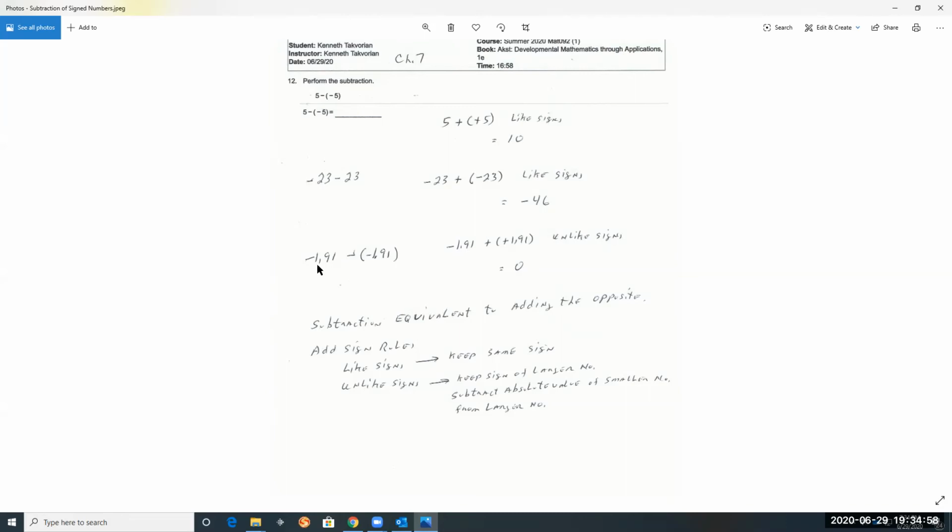On this problem here, it's negative 1.91 subtract negative 1.91. Rewrite the subtraction as addition. The number that follows, the negative 1.91, becomes a plus 1.91. We have unlike signs, one positive and one negative. When we add, we take one number away from the other number. 1.91 away from 1.91 is 0. So in this particular problem, we get a 0 answer.